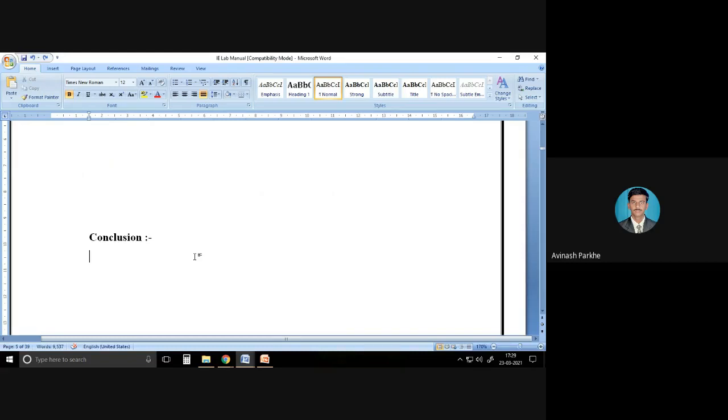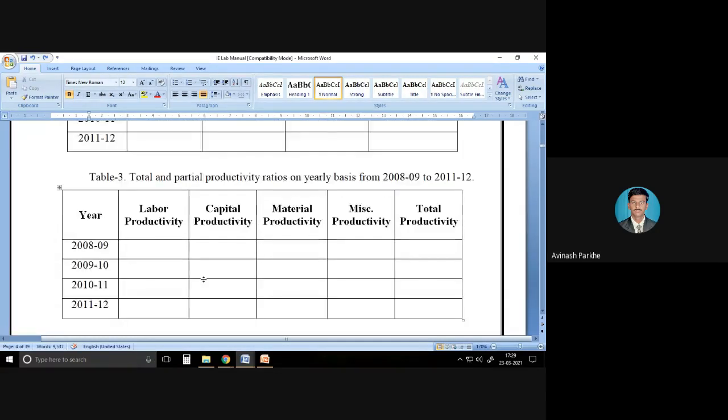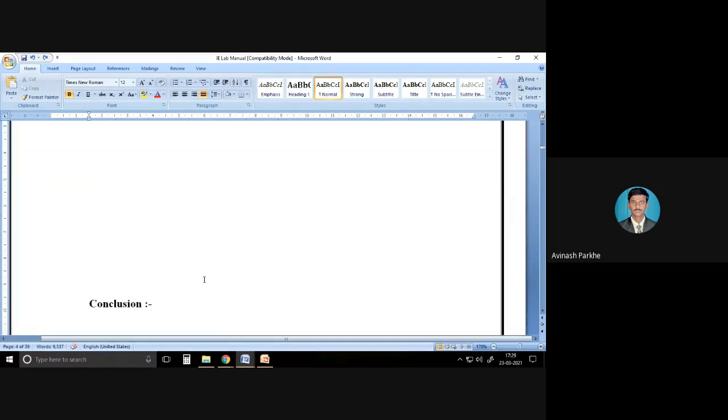Why is this percentage required? Further, if your productivity decreases, at that time we have to go for modification in that industry in order to increase the productivity. So like that, this is experiment number 2 related to the case study on productivity.